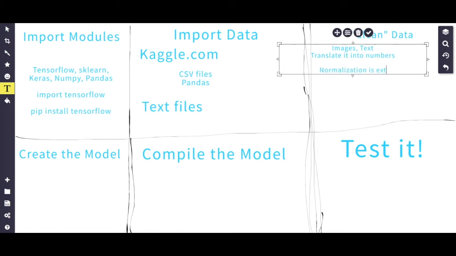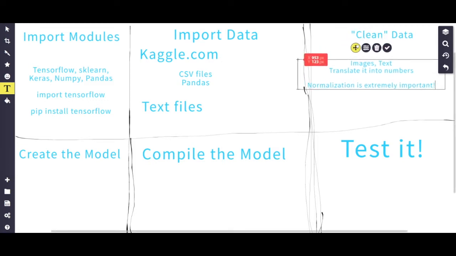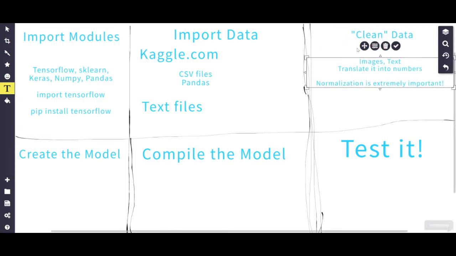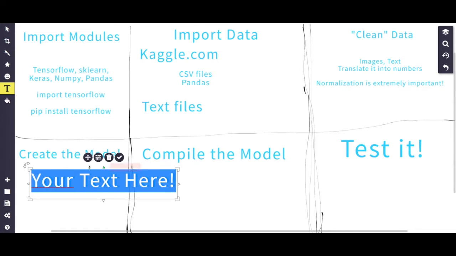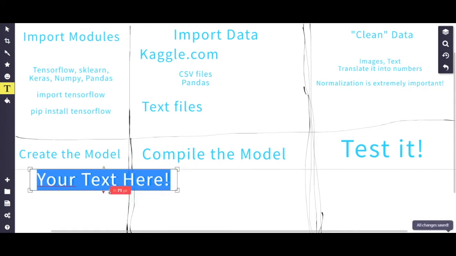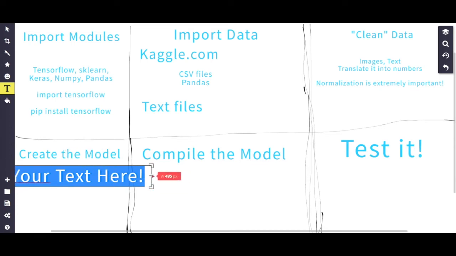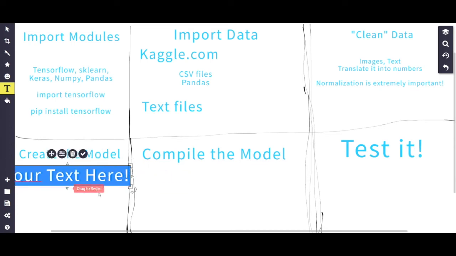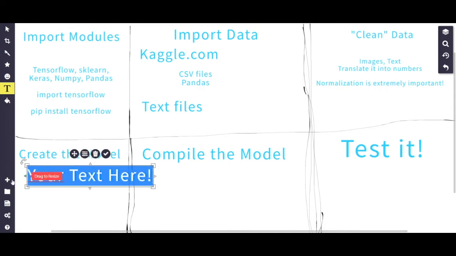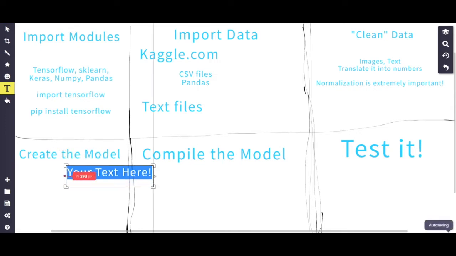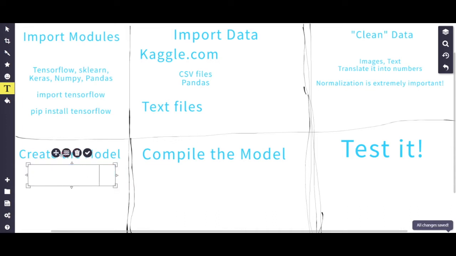Normalization is extremely important. Also, after we clean the data, we actually start creating the model. So we just create layers, and TensorFlow makes it very convenient for us to create layers without having to do too much math. One way is to use the Keras Sequential model.